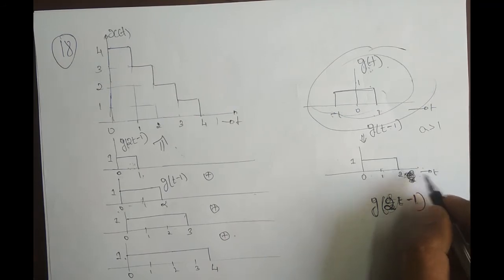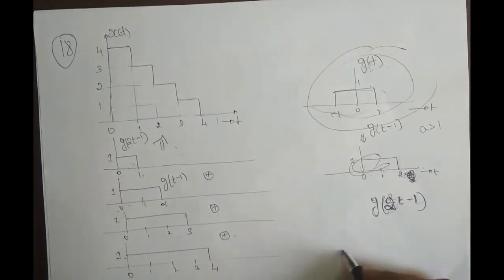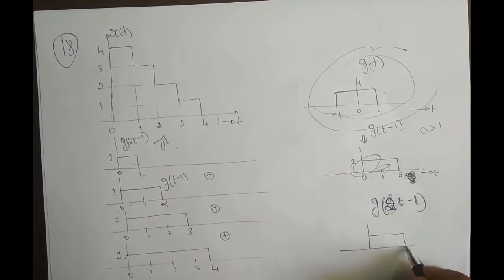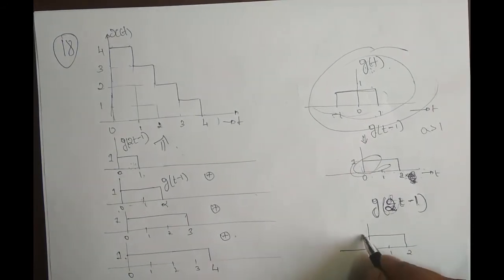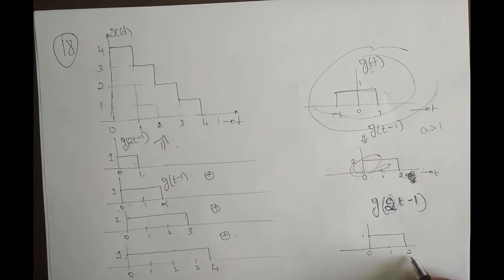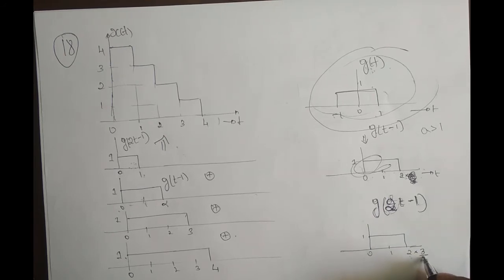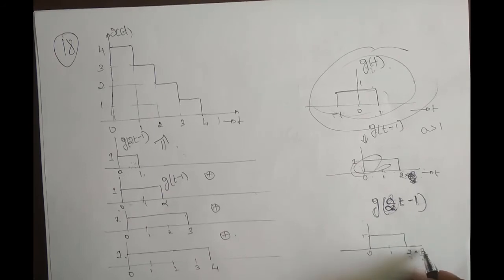Let me write it here again. 0, 1, 2. This is 1. So I have 2 here, but I don't want 2 here. I want it to be 3. So I need to multiply everywhere, so that I get 3 here. So I have to multiply by 3 by 2. If I multiply by 3 by 2, the 2 cancels out. So this amplitude goes to 3, right?